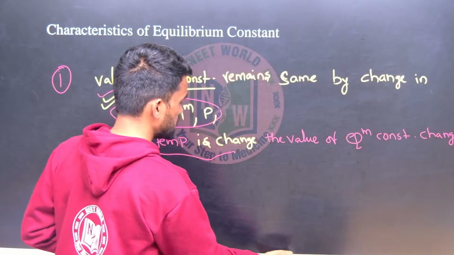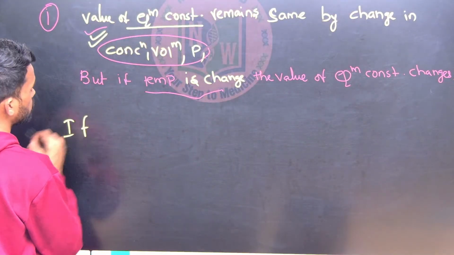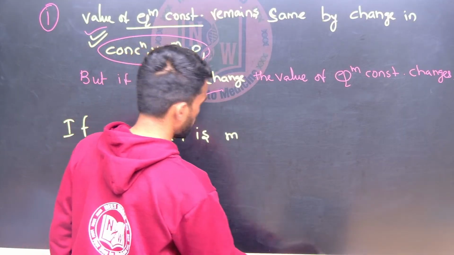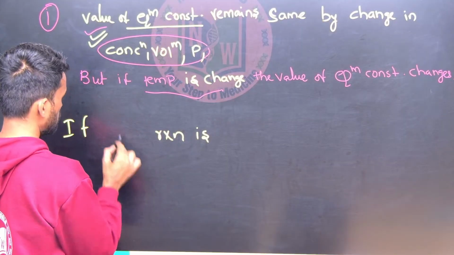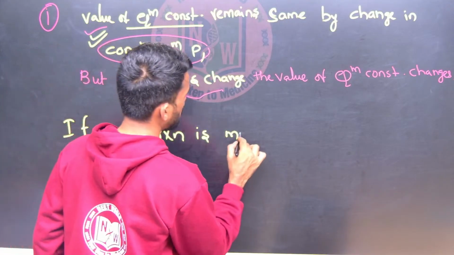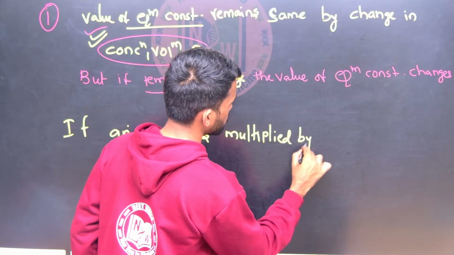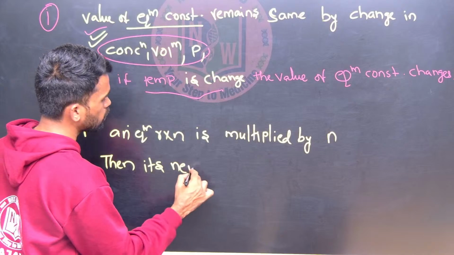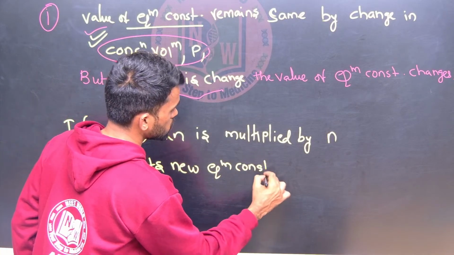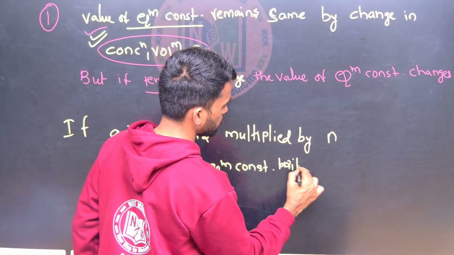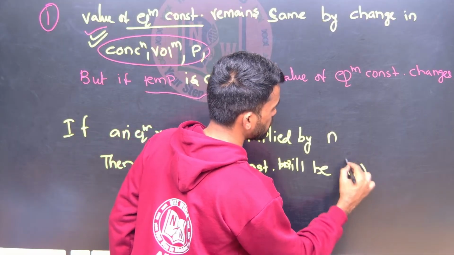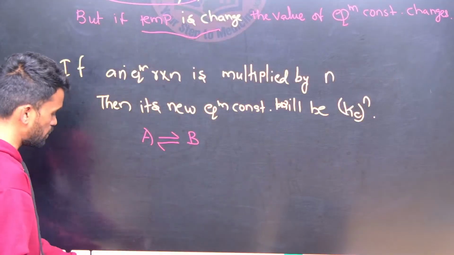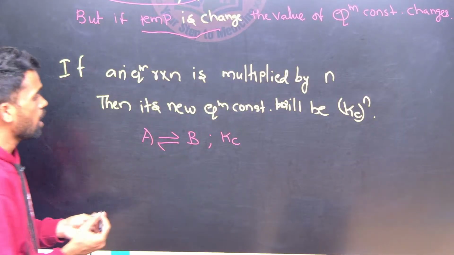Okay, and the next thing is, if an equilibrium reaction is multiplied by some number n, then its new equilibrium constant will be Kc to the power n. It means what? For example, a reaction is taking place between A and B. So what will we be writing here? We will be taking Kc as the equilibrium constant for this reaction. Okay, how will you write Kc for this reaction?